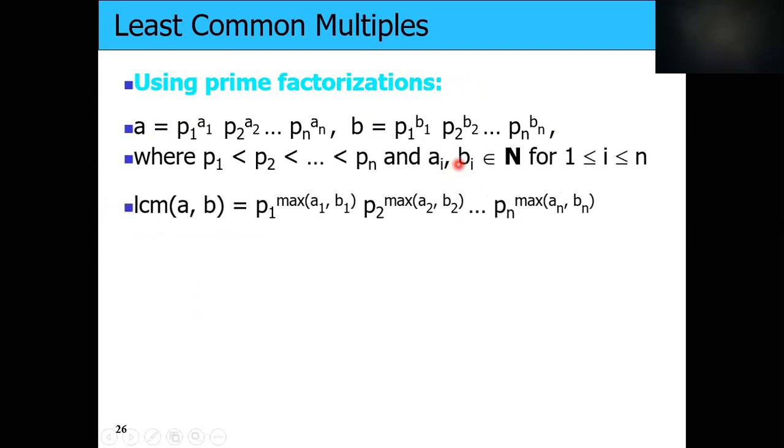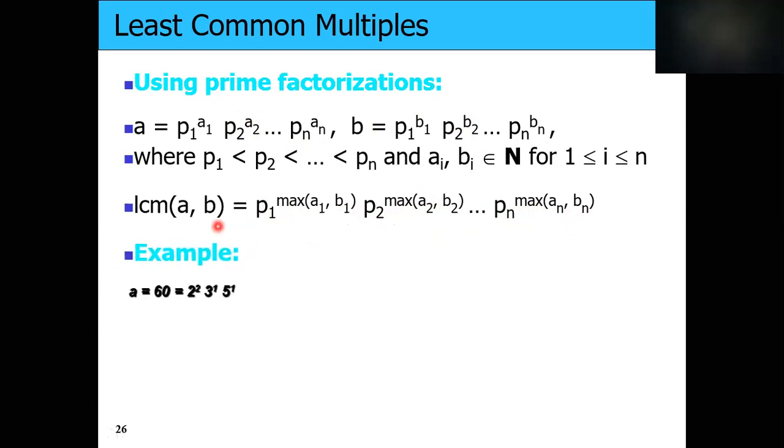In that case, the LCM is basically the product of p1 to the power max of a1 and b1, p2 to the power max of a2 and b2, where a2 is the power of this element in a and b2 is the power of the second element in b. Similarly, p to the power max of a and b, and if you multiply all these, we get the LCM of a and b.